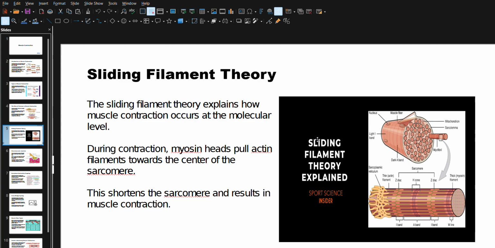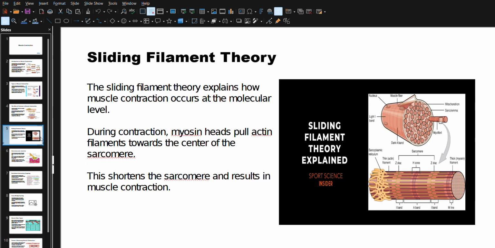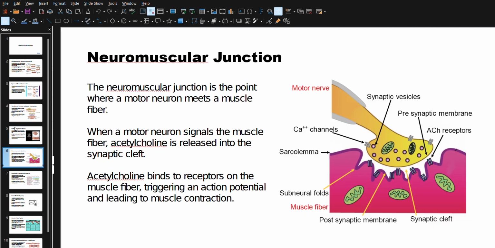Okay, this actually happens when people are about to do any physical fitness or any kind of athletic reactions or even walking, everything. Okay. Next, we are going to see the neuromuscular junction. What is this neuromuscular junction? If you see here, the neuromuscular junction is a point where a motor neuron meets a muscle fiber.